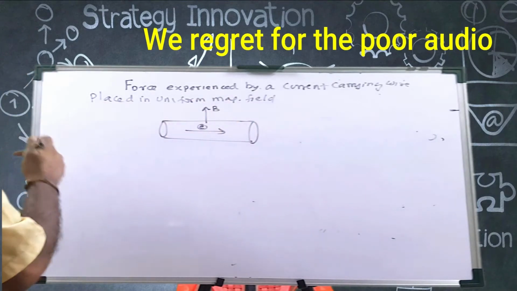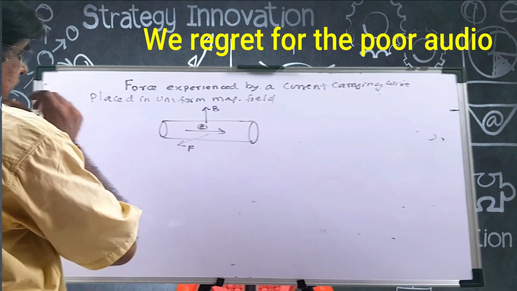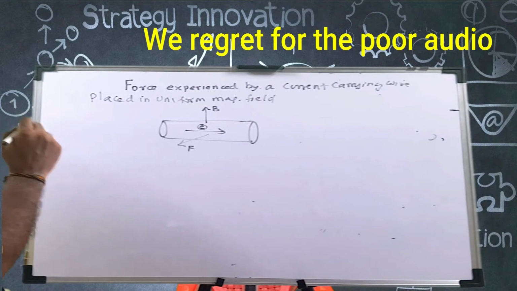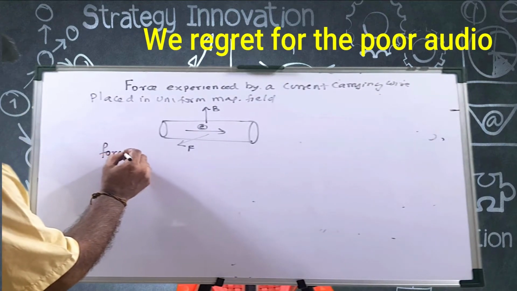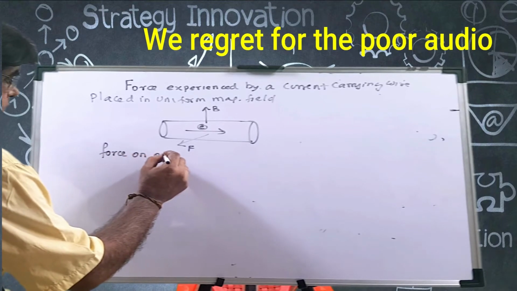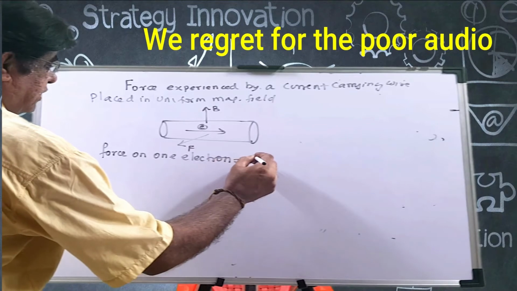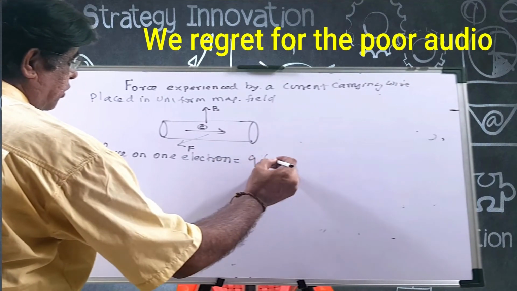So when you use Fleming's left-hand rule, you'll have the force experienced by the charged particle. We have to find the force. Now, we know the force experienced by one electron. According to the magnetic Lorentz force, the force on one electron is q(v × B). Let's take it that way, q into v cross B.